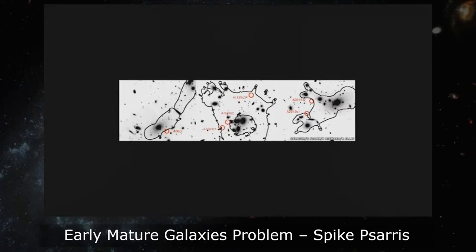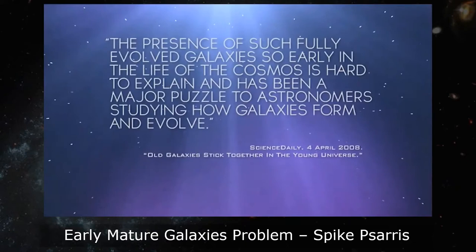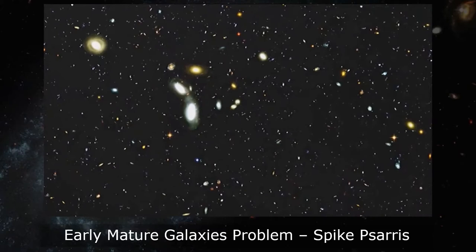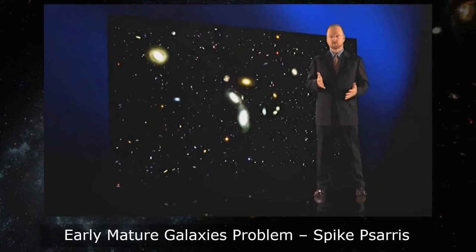In 2008, one report said, "The presence of such fully evolved galaxies so early in the life of the cosmos is hard to explain and has been a major puzzle to astronomers studying how galaxies form and evolve. The farther out we look, the more we see that the universe does not match the Big Bang model." Now, I hope I haven't confused you here by talking about these objects having formed millions or billions of years after the Big Bang. I don't believe the Big Bang model.